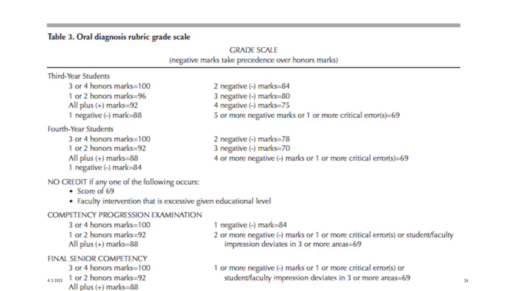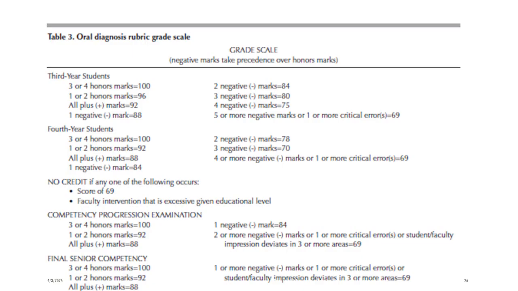And so on. Let's compare with the fourth year students. If he has 3 or 4 honor marks, he's going to have 100. But I'm not going to look at the honor marks. I'm going to look at the negative marks. If he has 2 negative marks, then he's going to have 78. If he has 3 negative marks, he's going to have 70. So here the scale is declining.